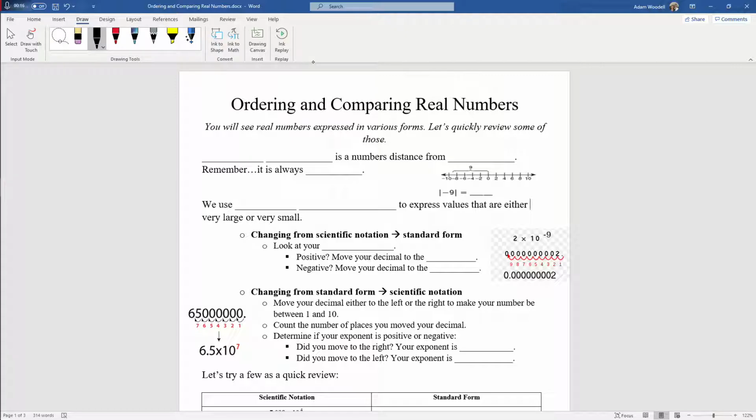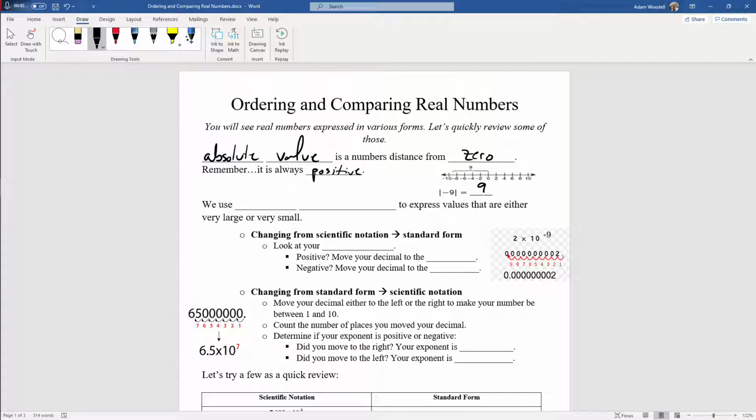So real numbers end up being your fractions, your decimals, and percents, but you might also see some other forms that you might have seen last year, such as absolute value. So remember, absolute value is the distance a number is from 0. It's always going to be positive, right? There's no negative distances. It's always positive. The absolute value of -9 would be +9.